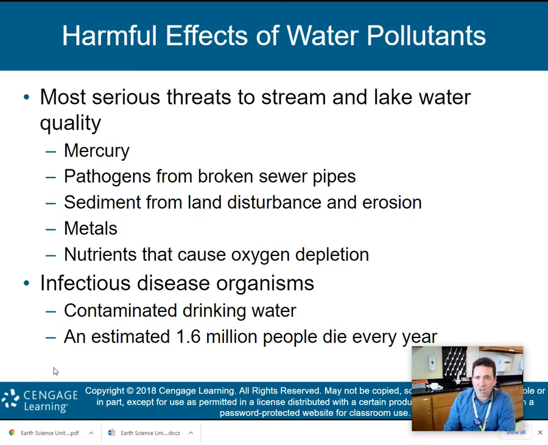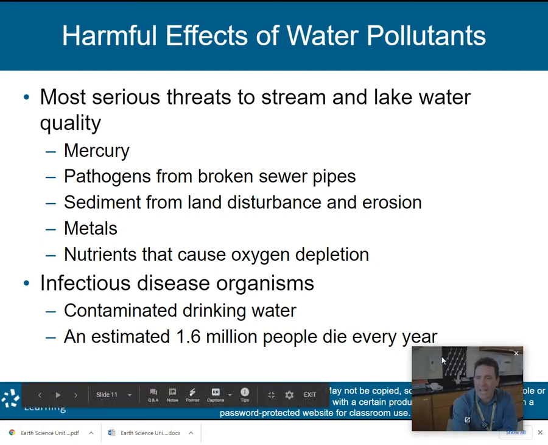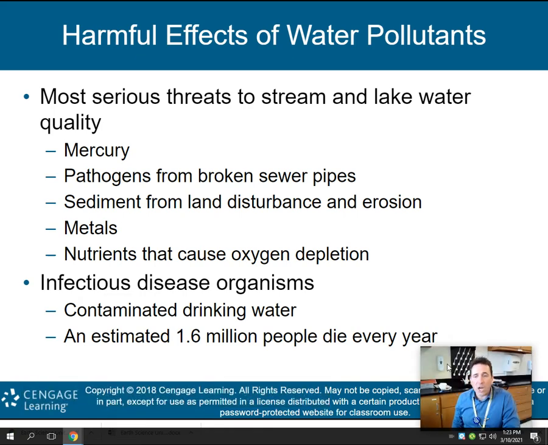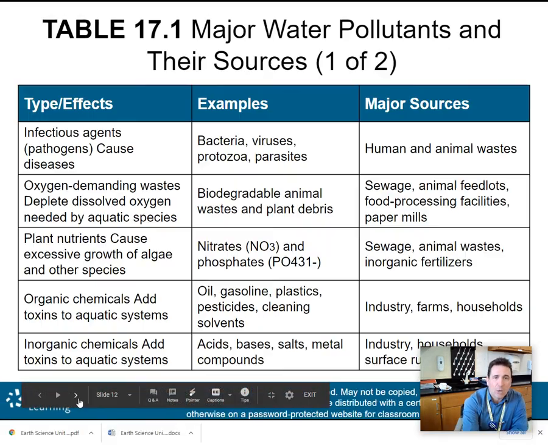All right, these are your most serious threats to stream and lake water quality. We also have infectious disease organisms. All right, contaminated drinking water. An estimated 1.6 million people die every year. Again, we don't see that as much in developed countries, but in underdeveloped countries, you have a lot of infectious disease organisms in water, mainly because of human and animal waste, untreated, going into water supplies, which then have these infectious diseases that cause the water to be contaminated and cause over 1.5 million people to die every year because of that.